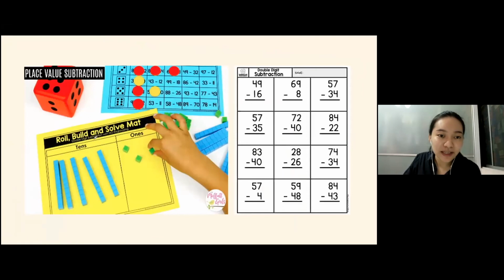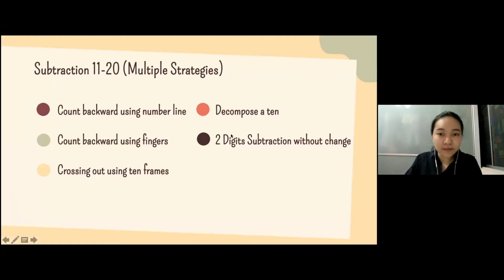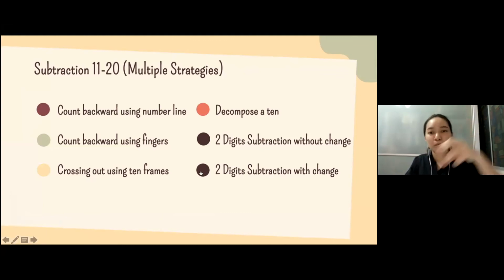Then you can have this kind of math in the class to teach them the idea of take away ones, take away how many tens. Always start with ones, okay? Then only do tens. So this is without change. And then lastly, we have 2-digit subtraction with change. So this is where they learn borrowing.